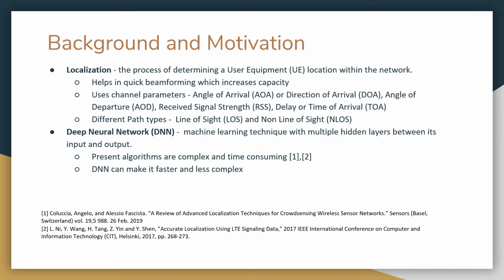Deep neural network is a machine learning technique with multiple hidden layers between its input and output. We're using the deep neural network because present algorithms are complex and time consuming. An example of a present algorithm is one which utilizes RSRP and timing advance to develop a signature which represents a location. With the deep neural network, we can make the localization process faster and less complex.